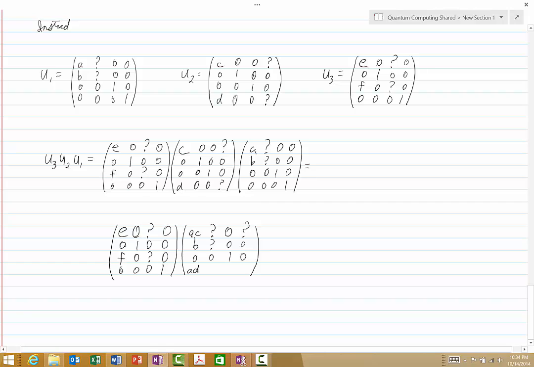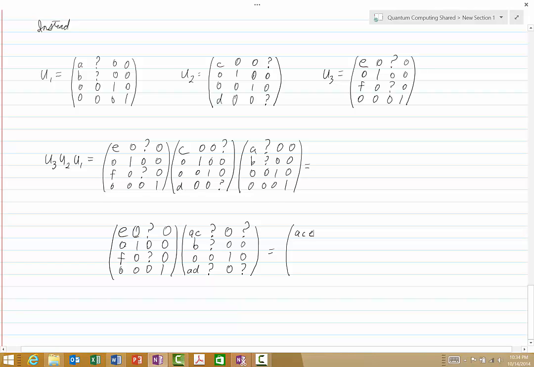Well, the D is getting multiplied by a question mark, so that gives us question mark. D0, 0 question mark times this column will give us 0. And finally, D0, 0 question mark times 0, 0, 0, 1. The question mark is getting multiplied by 1, so we get a question mark. And now to finish this up, we get E0 question mark 0 times this. And notice that the question mark is going to be multiplied by the 0, so there's no problem. We get ACE.